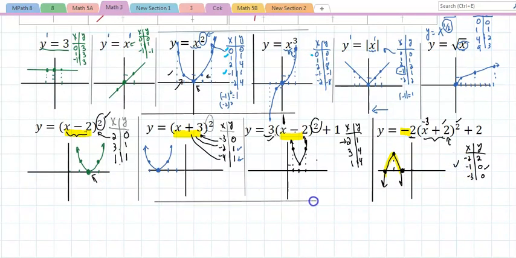Now, in the next video, I'm going to go ahead and apply this to the rest of those. That is the cubic, the absolute value, and the radical x, and make sure we can graph any of them.